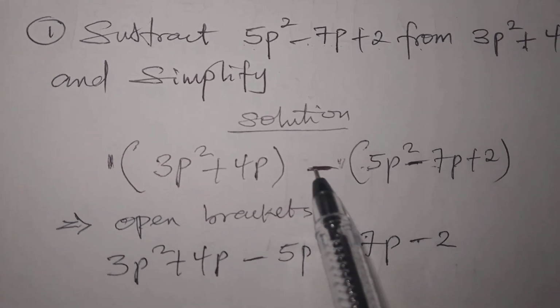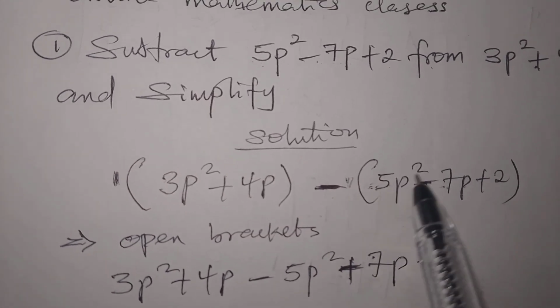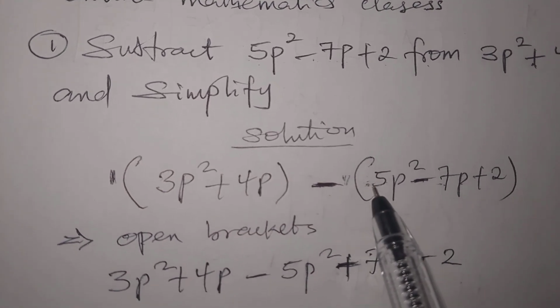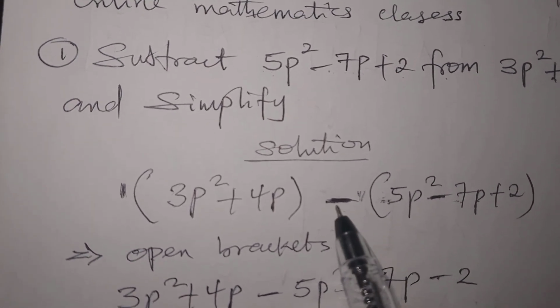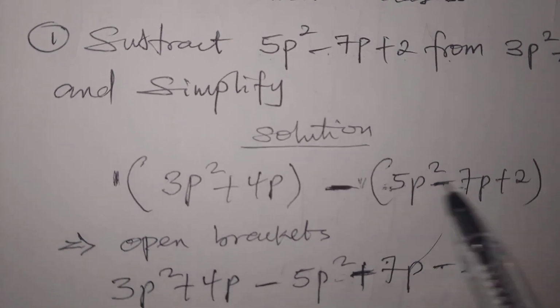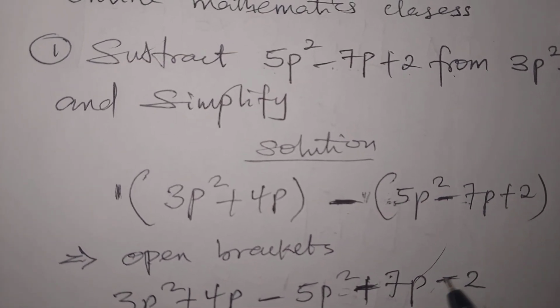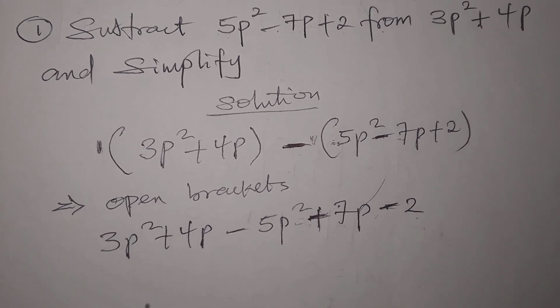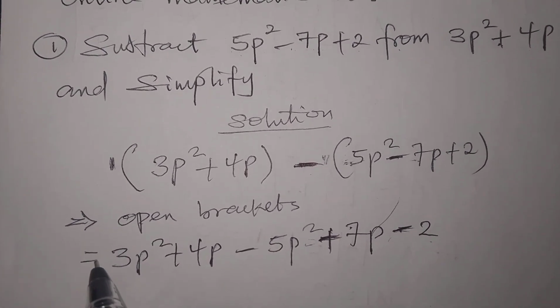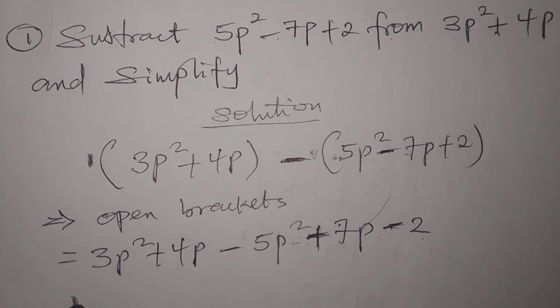What I did is minus times 5p squared is minus 5p squared, minus times minus is plus 7p, and minus times plus is minus 2. So what I'm meant to do now is this. I'll put an equality sign here.